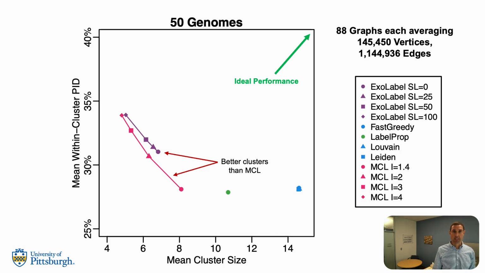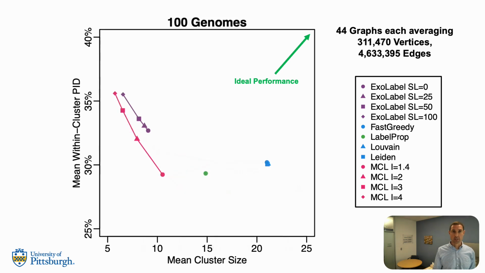Each of these points represents 88 different graphs containing 50 genomes, on average with 145,000 genes and 1 million pairwise similarities. These are still very small graphs for a program like ExoLabel and only take a few seconds to compute. So we also looked at larger graphs, for example here with 100 genomes. And what we see is that, again, ExoLabel stands out above MCL in terms of its ability to create clusters that have higher similarity at the same cluster size.